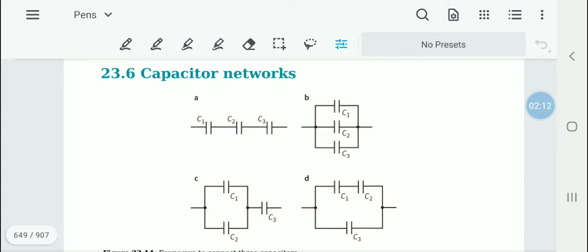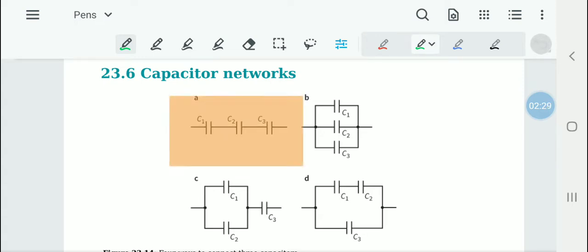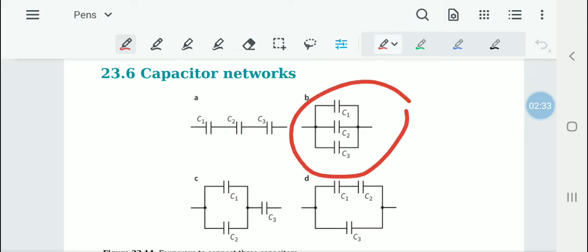So now we are going to deal with capacitor networks. In the first one, A1, as you can see, it is connected all in series. Then how are you going to get the total capacitance? 1 upon C total equals 1 upon C1 plus 1 upon C2 plus 1 upon C3. Then in part B, we can see that it is in parallel. Therefore, we don't deal with 1 upon anything. We just add C1 plus C2 plus C3.